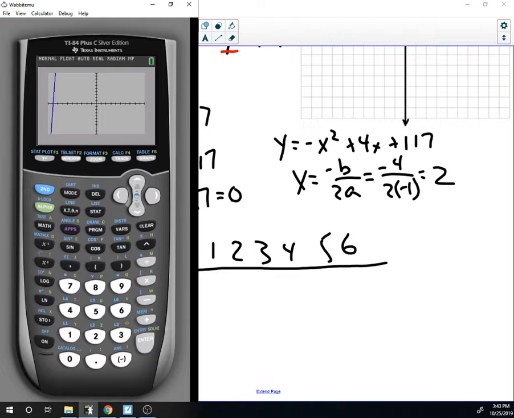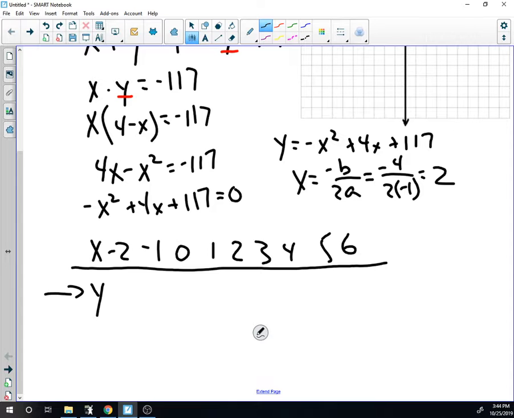So what I'm going to do is zoom out. Zoom out is 3, so I'm going to hit 3. And I'm going to zoom out right where it is so I can see this thing. So I've got this, and it's way out there. Okay, so now what I'm going to do is a trace. When x is equal to 0, y is equal to 117.